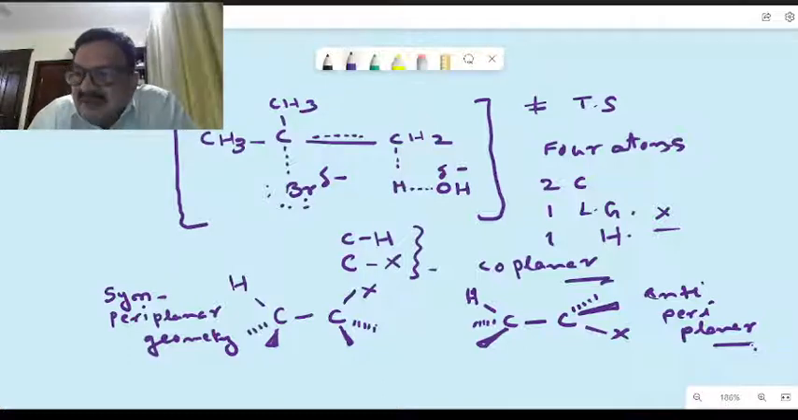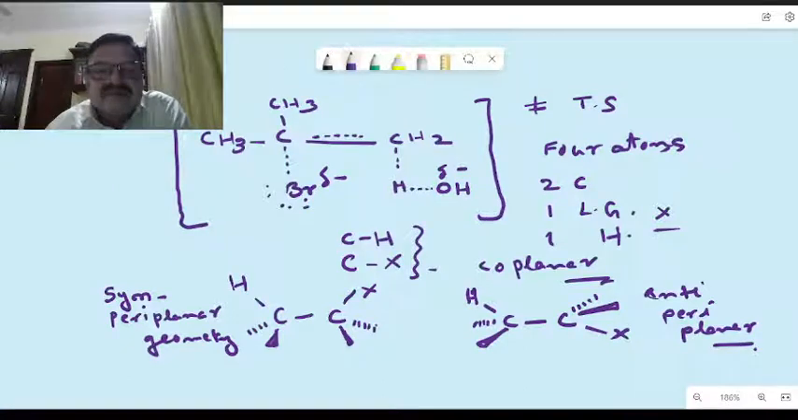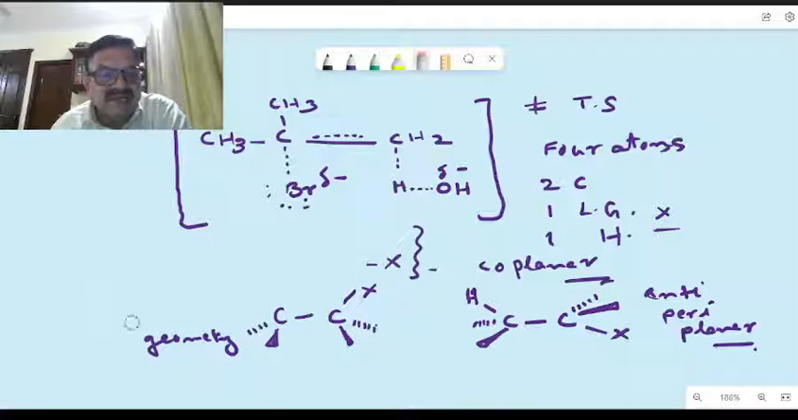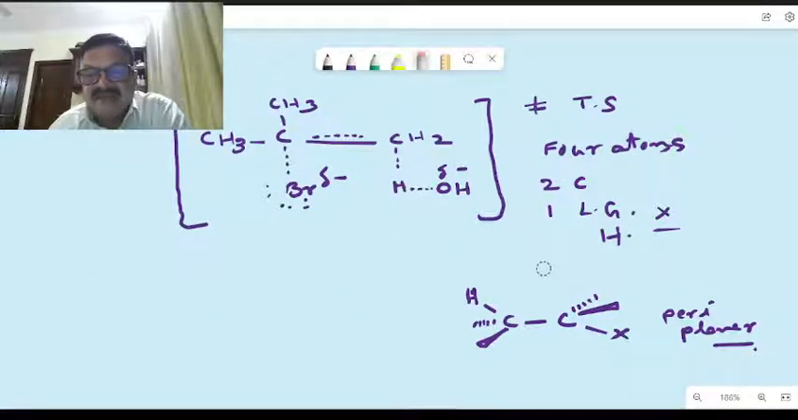In the case of an eclipsed conformation, we know the dihedral angle is 0 degree, whereas in the case of a staggered conformation, the dihedral angle will be 180 degree. That is, H and Br, or H and X, will be on opposite sides here. So let us just draw the syn and anti conformations here, with H and X on the same side and H and X on the opposite side.